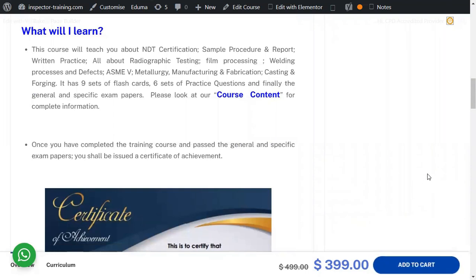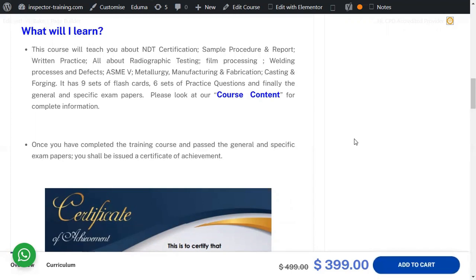This course talks about NDT certification, sample procedure report, written practice, all about radiographic testing, film processing, welding process and defects, and ASME section 5, article 1 general requirements, and article 2, which is about RT. As you know, ASME section 5 is the NDT code, so all the reports and procedures should be according to ASME section 5.